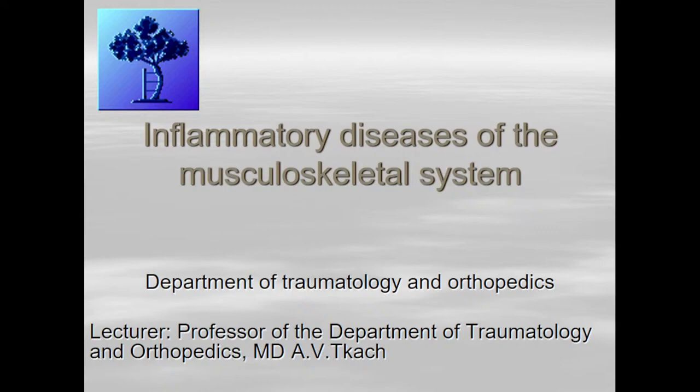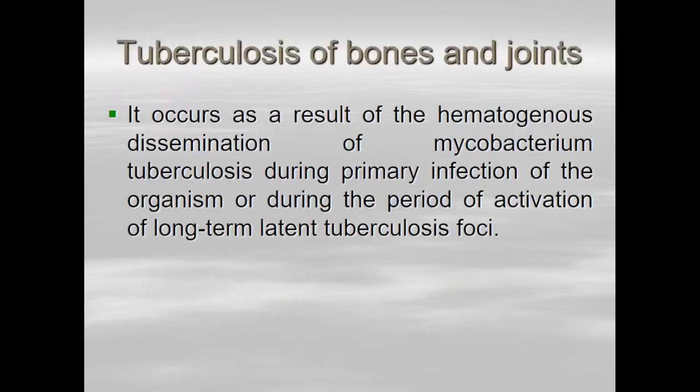The topic of our lecture is inflammatory disease of the musculoskeletal system. It's the Department of Dermatology and Orthopedics. The first part of this lecture is tuberculosis of bone and joints. It occurs as a result of the hematogenous dissemination of Mycobacterium tuberculosis during primary infection of the organism or during the period of activation of a long-term latent tuberculosis focus.